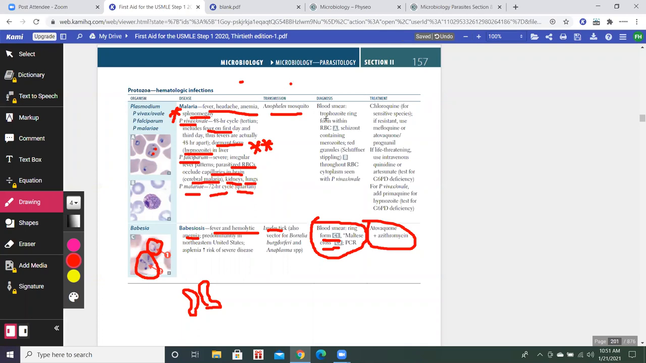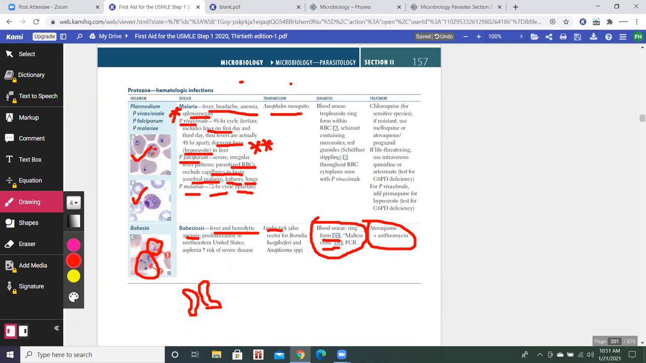In blood smears, you will find that these patients have trophozoites, rings of trophozoites within the RBCs. That's number one. Another one is, if this is an RBC over here, the parasites multiply inside the RBC in such an amount that they break through the RBC and leave. So this can also cause hemolytic anemia. This basically causes hemolysis, because they break down the RBC.